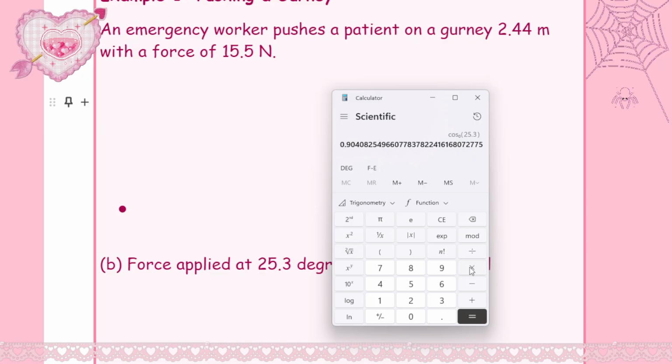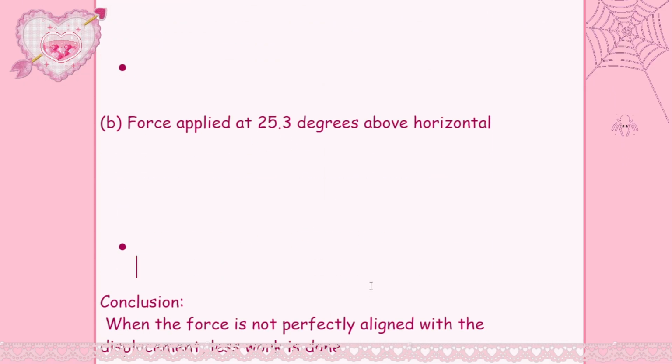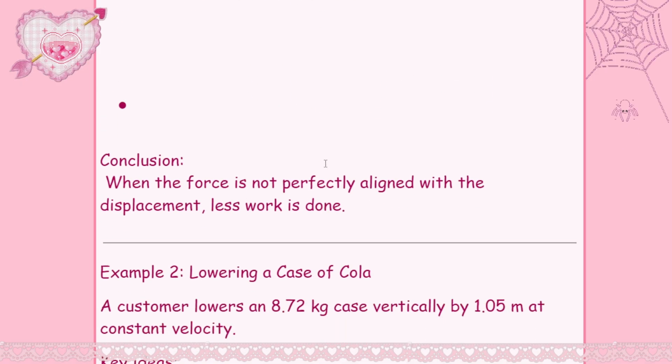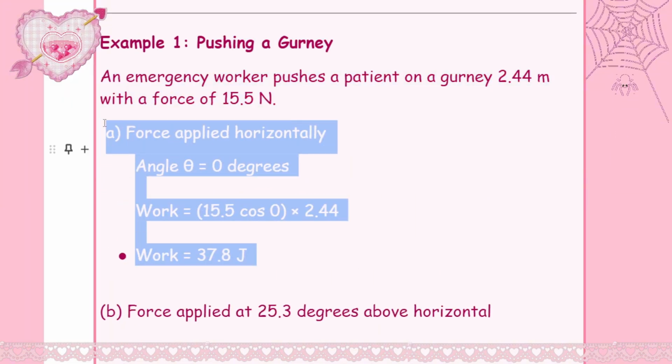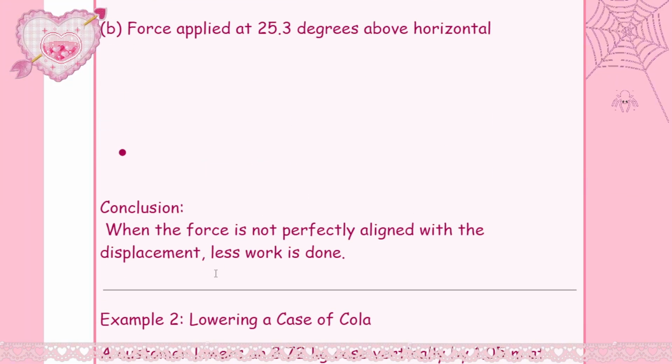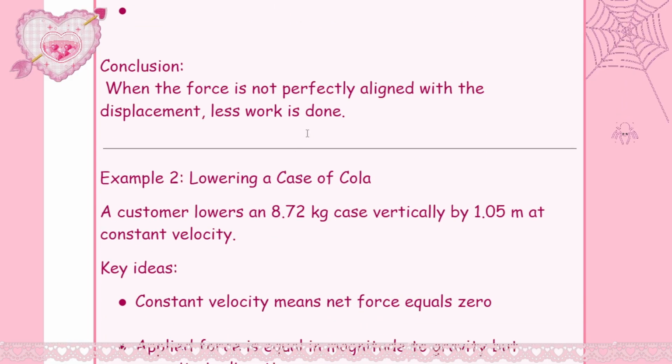So then we multiply it by 2.44, our distance, and then again by our force, and we will get 34.2 joules. And that's our answer. So we can see that the number decreased as we increased the angle between force and displacement, so now we know that force, if not perfectly aligned with the displacement, will cause less work to be done.